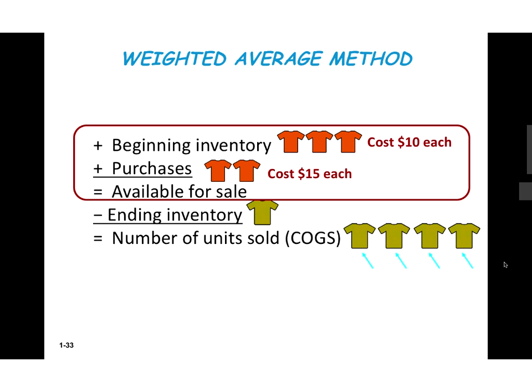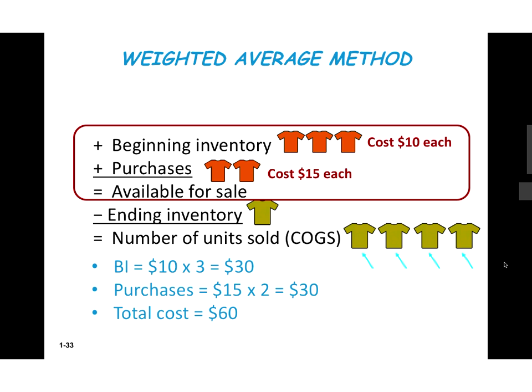So first thing we're going to do is get our total cost available, just like we did. It's the same for every method. Our total cost available will always be our purchase cost plus our beginning inventory cost. So our beginning inventory cost plus our purchases is $60. And remember our question is how much of the $60 is sold and how much is ending inventory.